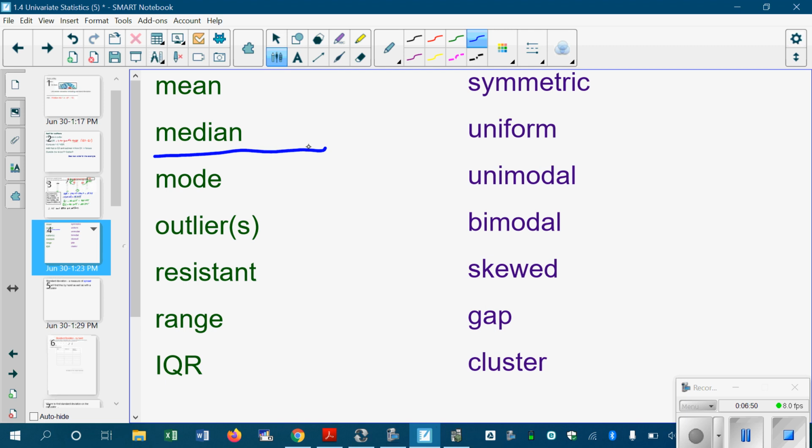These two are measures of center, meaning that they describe where the middle of a data set is. The mean is what we would typically call the average, although technically the median is also a type of average. This is where you take the sum of all the data and you divide by n, the number of numbers. So if you have 12 numbers in your data set, you're dividing by 12.